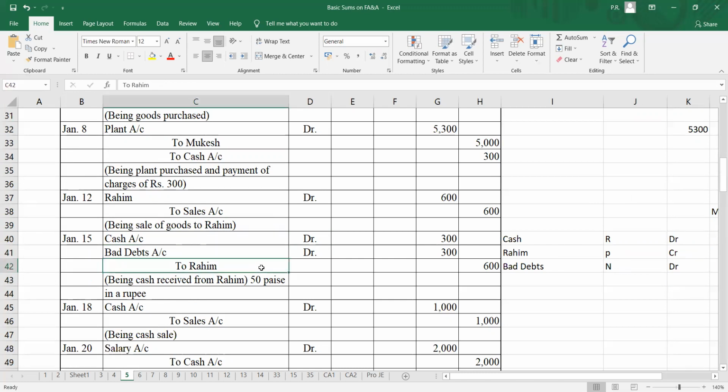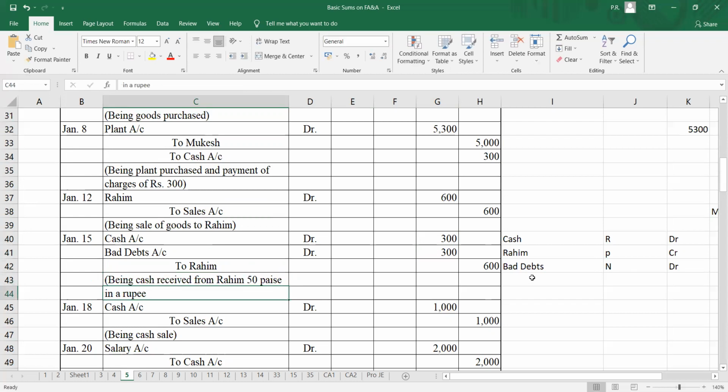Now it was said that you are going to receive how much? Only 50 paisa in a rupee. So if 600 rupees was given, how much will we get? We will get only 50%, what we are going to receive is 300 rupees. We have a loss of 300 rupees. And what is the narration? We say that being cash received from Rahim, 50 paisa in a rupee. That's it. Okay. This is the narration.